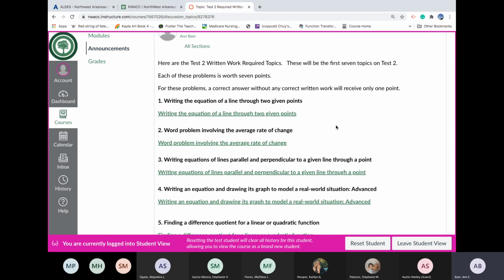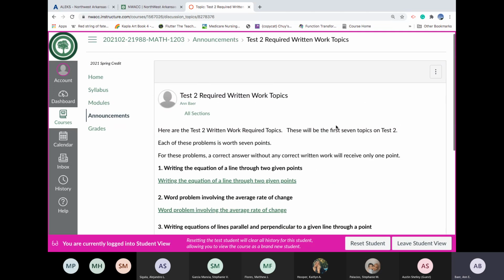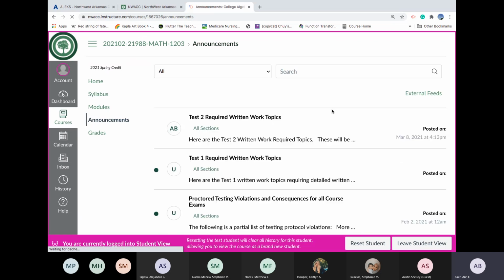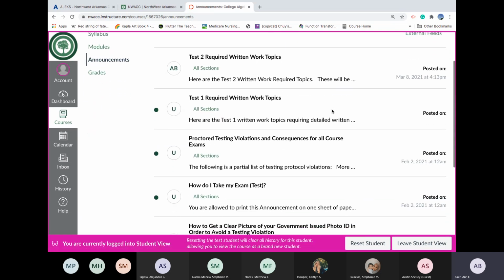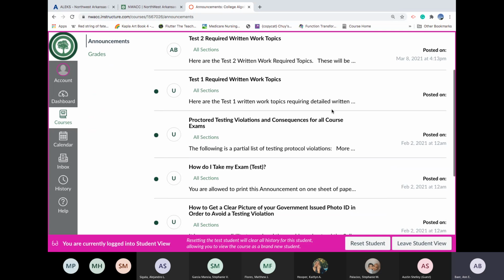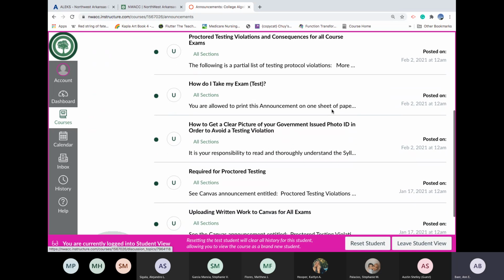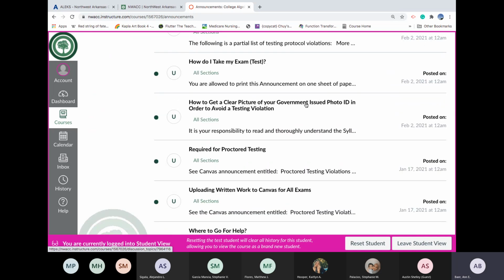So let's go back to the announcements, but I want to remind you, the single most important part of the pre-check process right before you take your test is to get a clear picture of your government issued photo ID in order to avoid a testing violation. So I would encourage you to read that. You definitely want to slow down when you're taking a picture of your government issued photo ID. You do not want to get a violation.